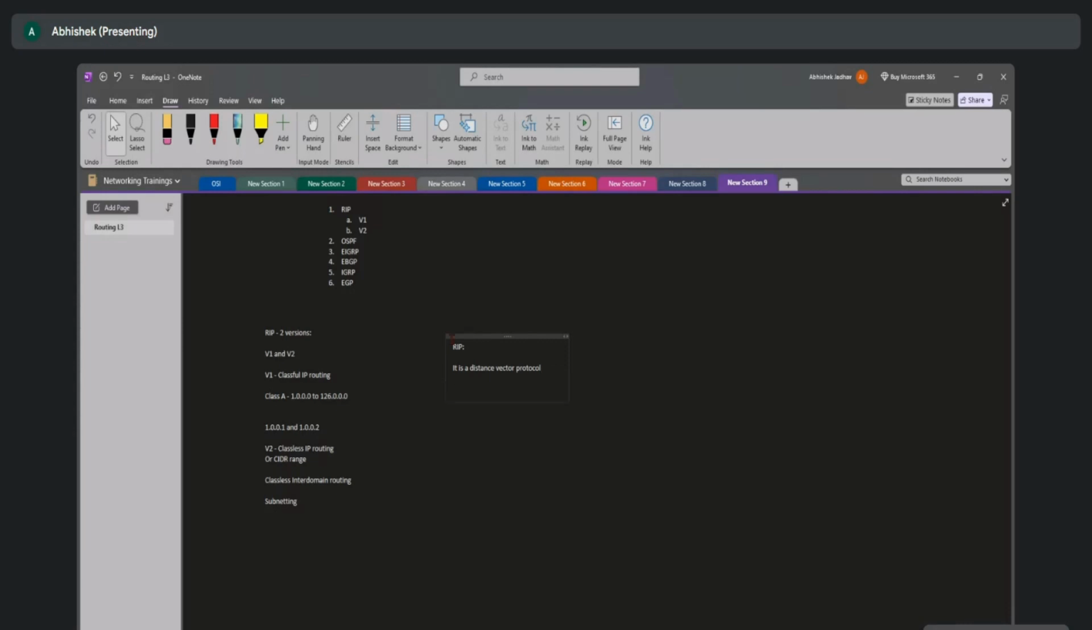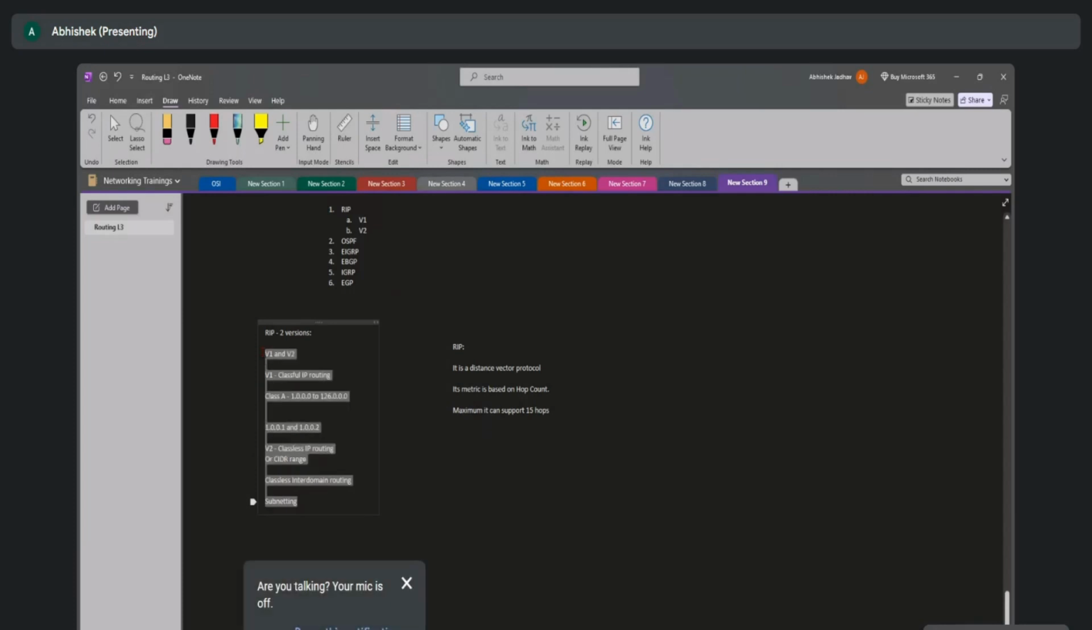Right, and its metric is based on what? Its metric is based on hop count. Okay, and the maximum it can support is 15 hops. So these are three important points related to RIP, and this is related to the version differences.